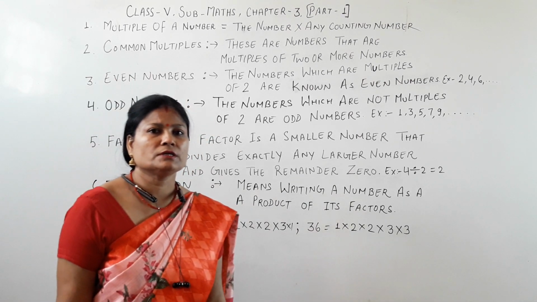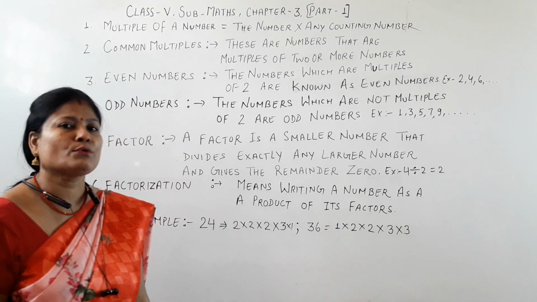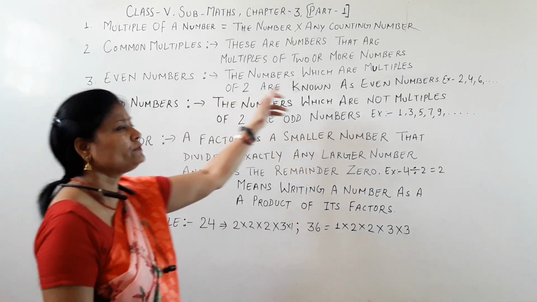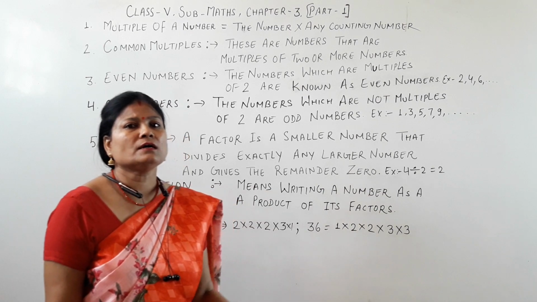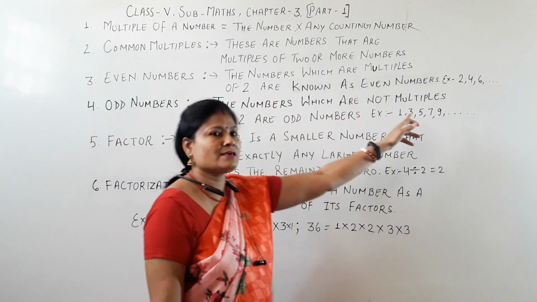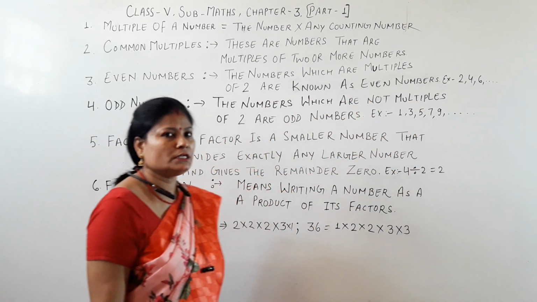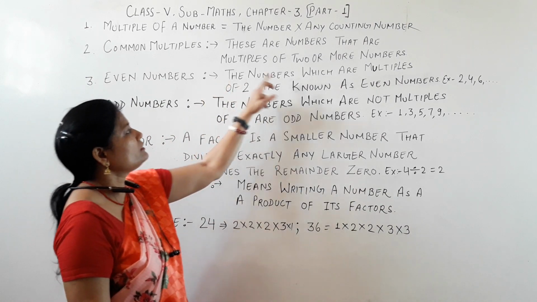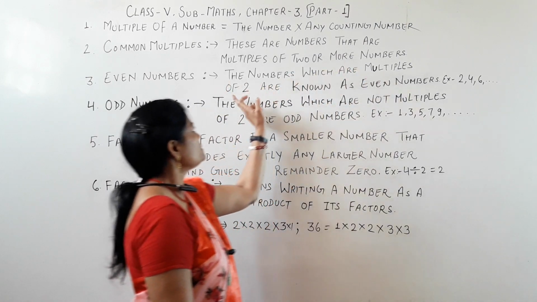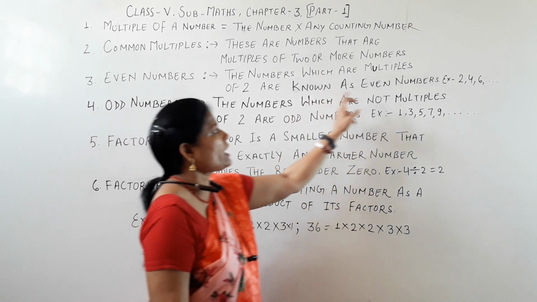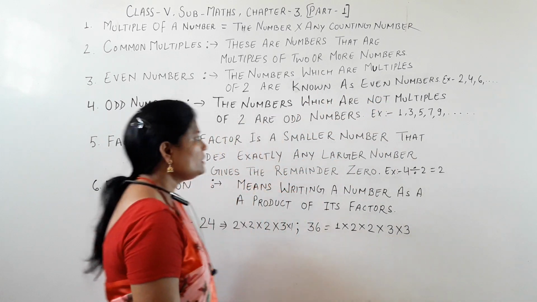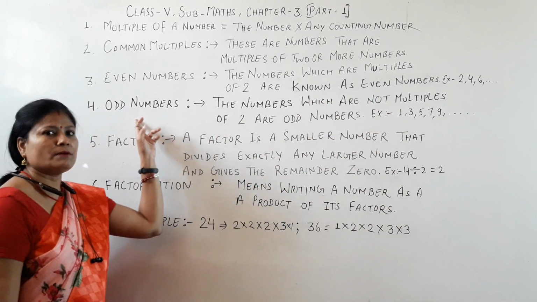Now move to the even numbers. Everybody knows about the even numbers. Even numbers are the multiples of 2, or we can say 2, 4, 6, 8, 0 are called the even numbers. So the numbers which are multiples of 2 are known as even numbers. Understood?